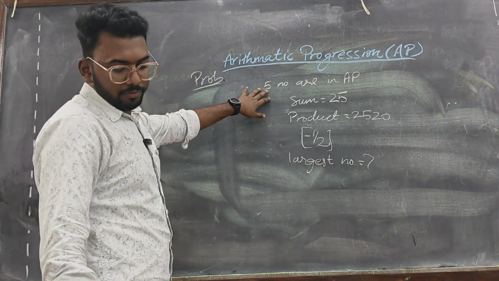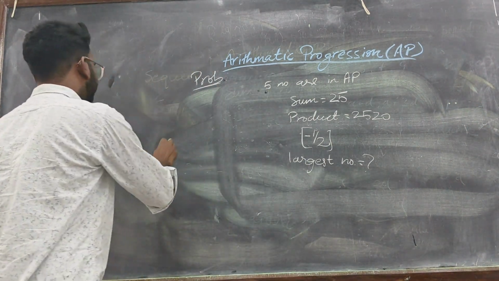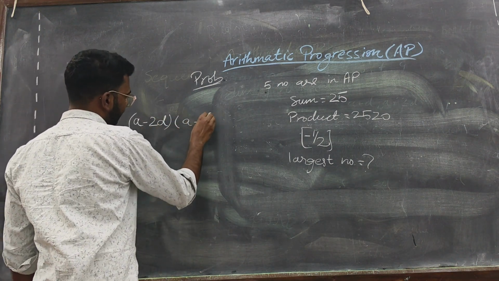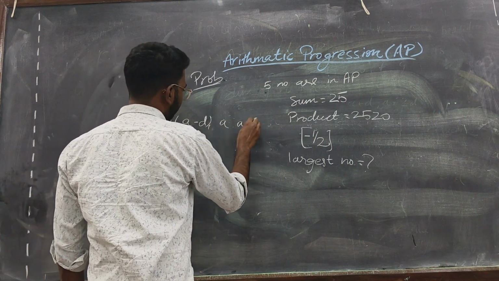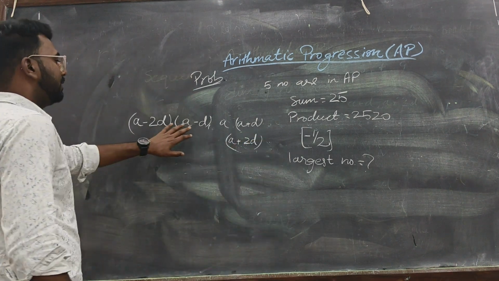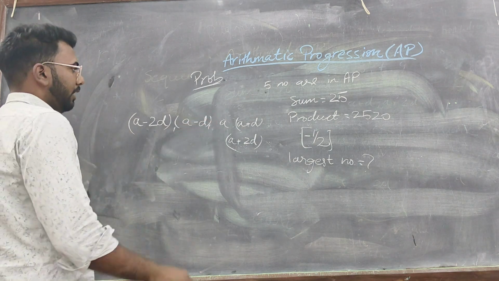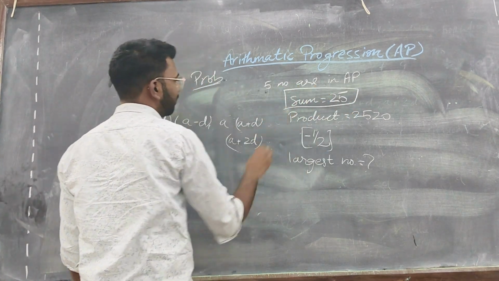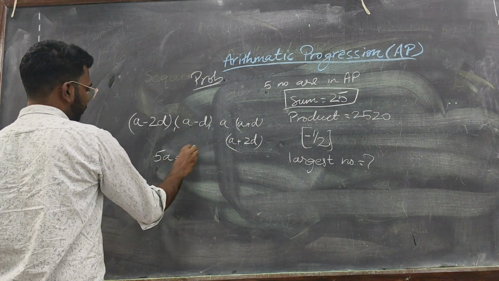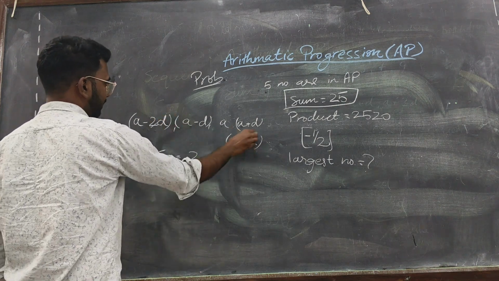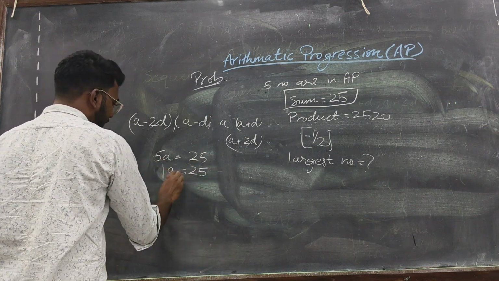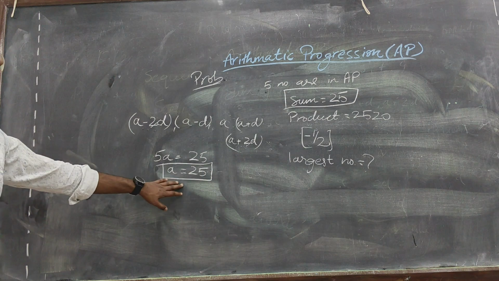So we have to assume 5 numbers which are in AP. We can assume 5 numbers like that: a minus 2d, a minus d, a, a plus d, and a plus 2d. So these 5 numbers are in AP, which has a common difference d. Now we know the sum of these numbers is 25. So 5a equals 25, all the d will cancel out, this plus this. So a will be 5. So now we have arrived at the middle term of the AP, which is 5.